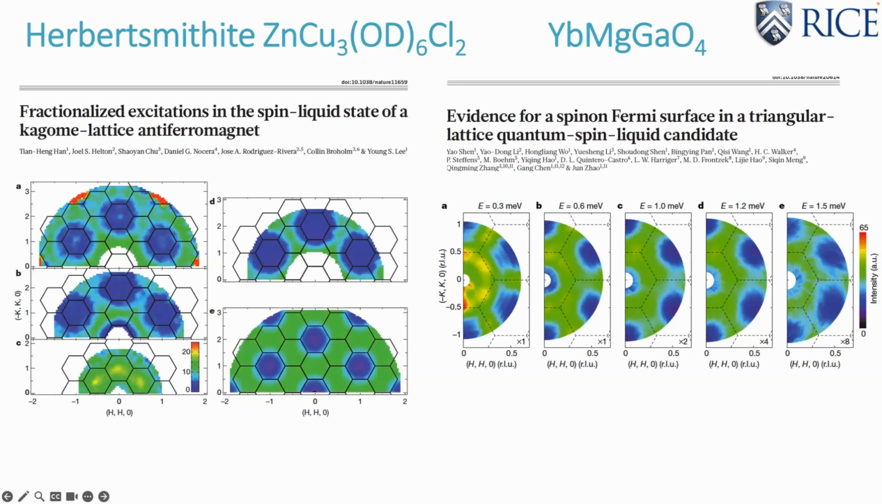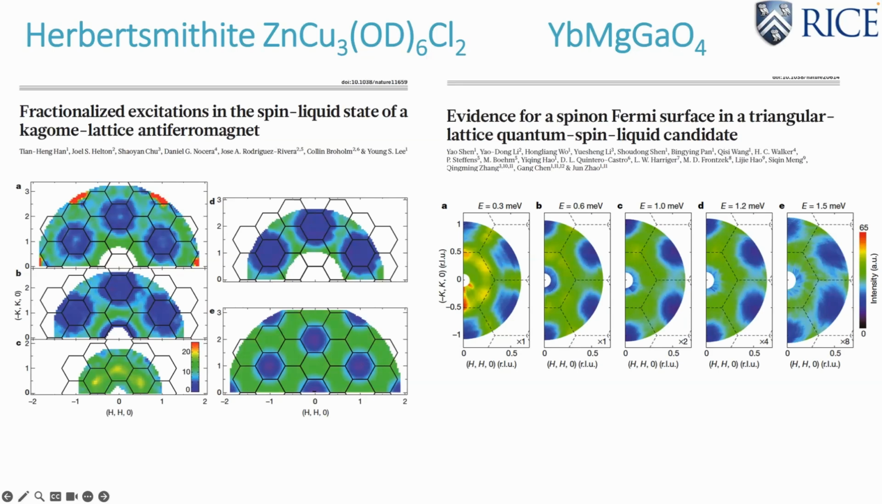Okay. All right. So over the last decades, there are several candidates proposed as the quantum spin liquid. Two famous examples are the Herbertsmithite and the YMGO case. In neutron scattering, you can see in both materials the continuum of excitation at the boundary of the Brillouin zone.